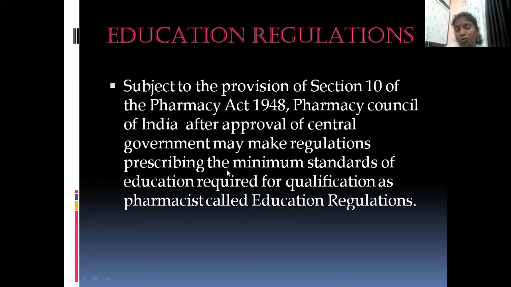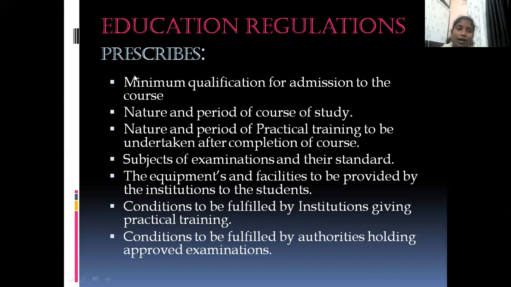So these are the minimum standards for the education required for qualification as a pharmacist, designed by the ER. Education regulations prescribe the minimum qualification for admission to the course, whether intermediate, 10th or degree, and so on. And what is the nature or period of the course?